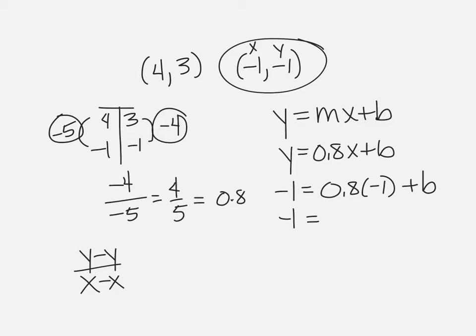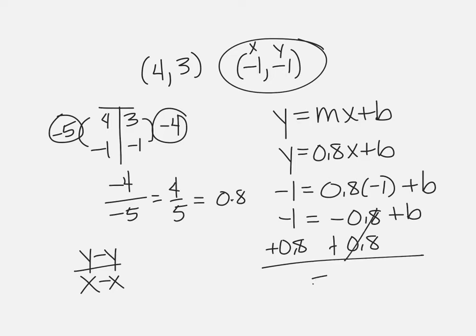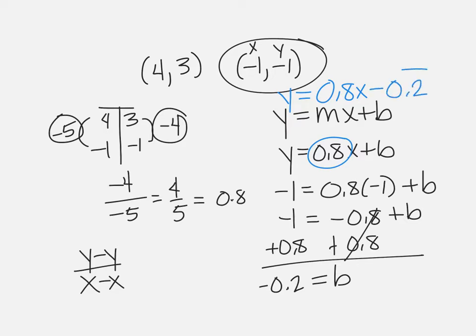So I'm going to multiply 0.8 times negative 1, so it's negative 0.8. Then I have to solve for b, so I'm going to add 0.8 to both sides. So then b equals negative 0.2, and that's my y-intercept. And so then I go back to my equation and write it out as it is. So I remember my slope I had found before was 0.8. And now my y-intercept is negative 0.2. So this is the equation of my line that fit the data.